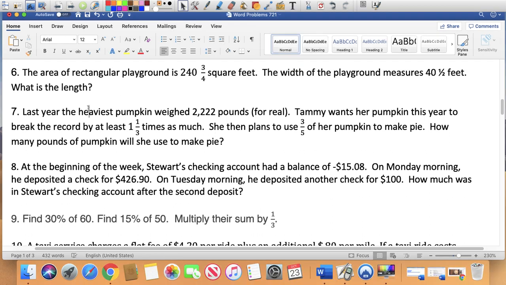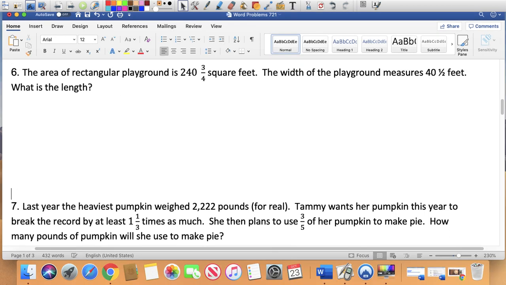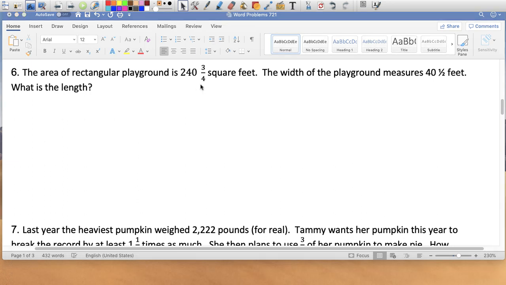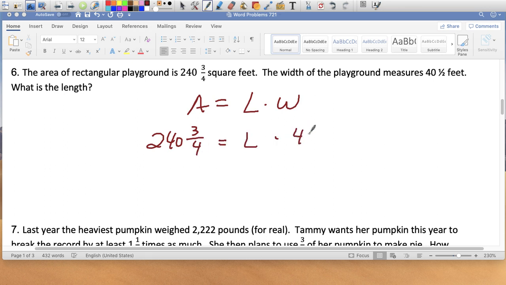The area, so it's a little bit more complicated here. So area equals, I'm going to write this down. Area equals base times height, or length times width. I'll write that the area is 240 and 3/4. I don't know the length, but I know the width, it's 40.5. So, as you can tell, to find the length, I divide. So the length is going to be 240 and 3/4 divided by 40.5, right?